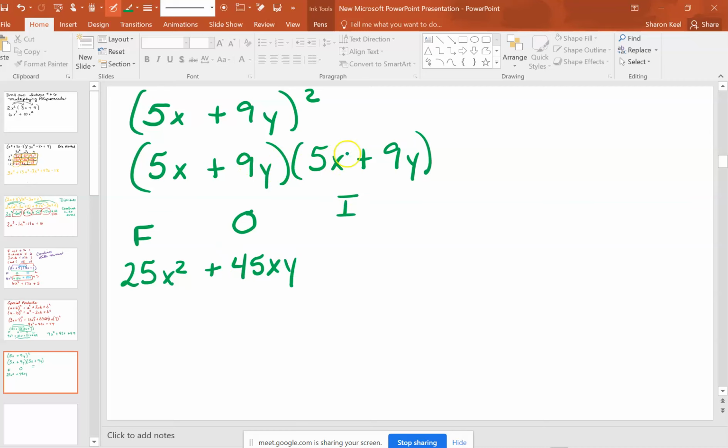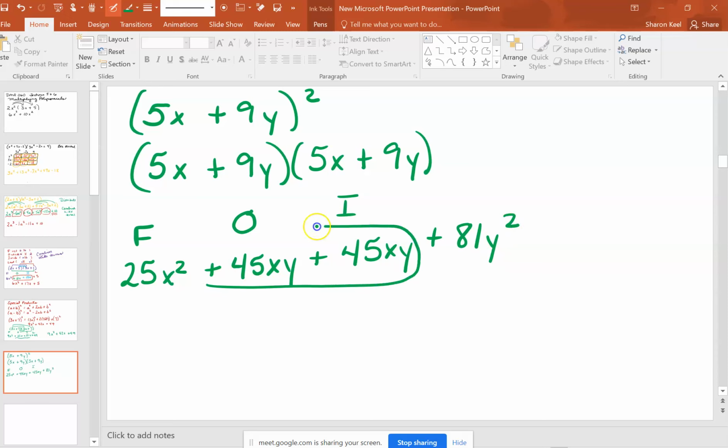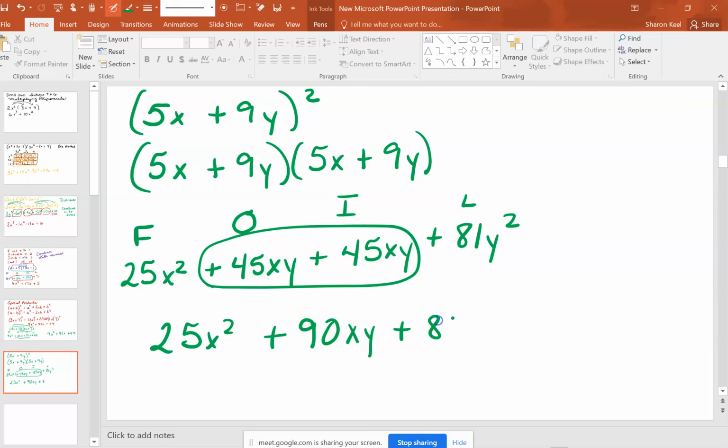My inside are these two here. That's another plus 45, x and y. My last, 9 times 9 is 81. y times y is y squared. All we now do is combine our two in the middle. So we have 25x squared. 45 and 45 gives me 90xy. And then last I have 81y squared.